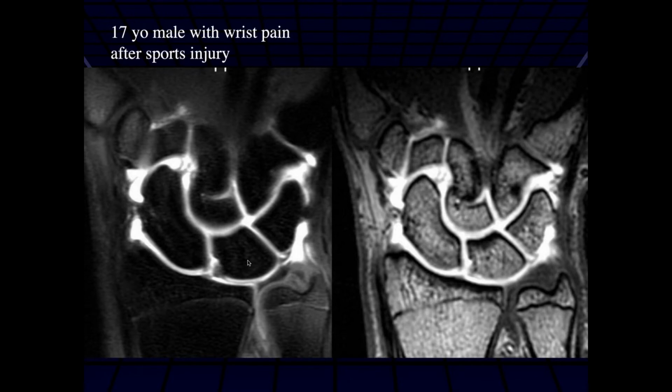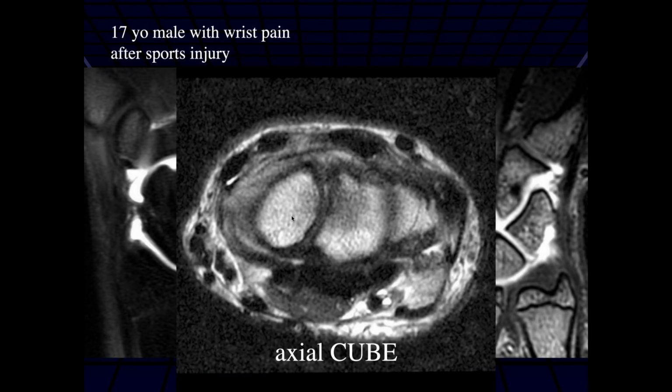Okay, Ashley, what do you think of this case? 17-year-old male with wrist pain after a sports injury. It looks like there's fluid extending through both the lunotriquetral and the scapholunate ligament. I think I'd be worried about... Certainly you see it coming through the membranous portion here, maybe here. Maybe there, yeah. But I'm not so sure.